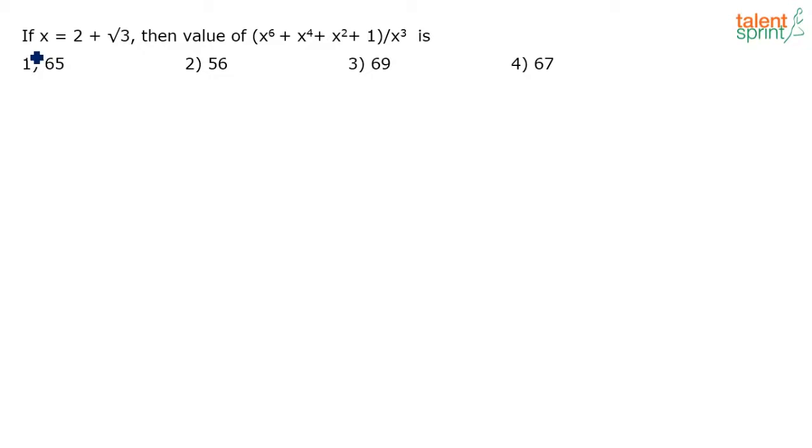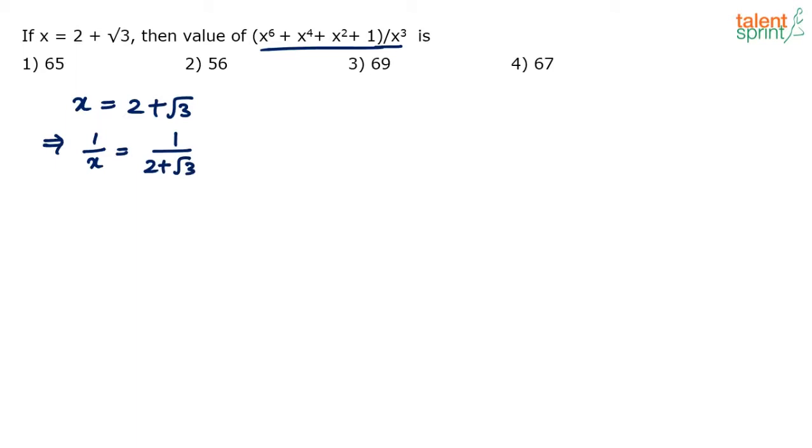So the question here is, if x equals 2 plus root 3, then the value of x power 6 plus x power 4 plus x squared plus 1 divided by x cube is, right? He has given that x equals 2 plus root 3, and we need to evaluate x power 6 plus x power 4 plus x squared plus 1 divided by x cube. Again, you may have multiple ways of doing it. Let me just try one of the methods here. Now, if x equals 2 plus root 3, then from this can we say 1 by x equals 1 by 2 plus root 3? Yes, 1 by x equals 1 by 2 plus root 3.